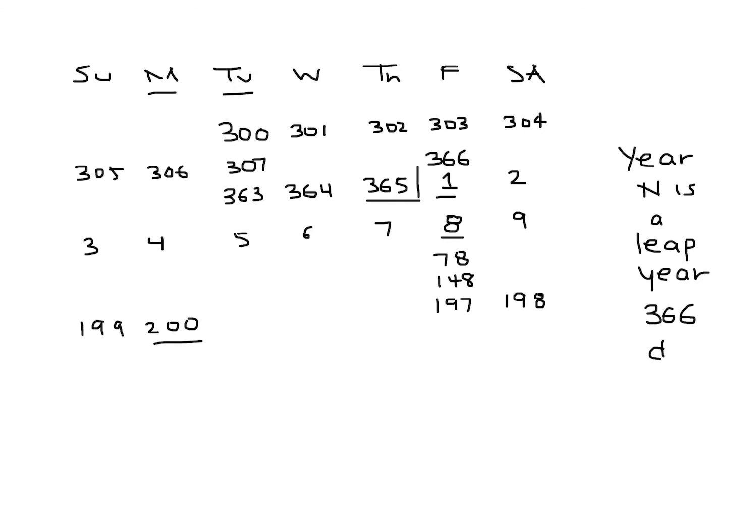366 days. And if I do that, then this all gets shifted over. This becomes a 1, 1, 2, 3, 4, 5, 6, 7. And then all of these get shifted over, and therefore this gets shifted over to here. All right, I hope that makes sense. You can draw it all out if you're not convinced, but the point is that year n is a leap year.